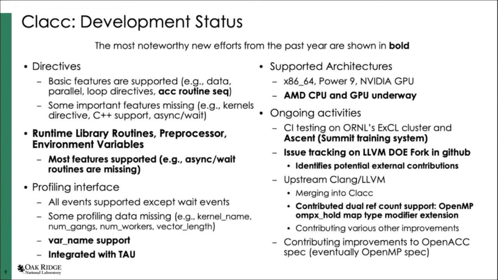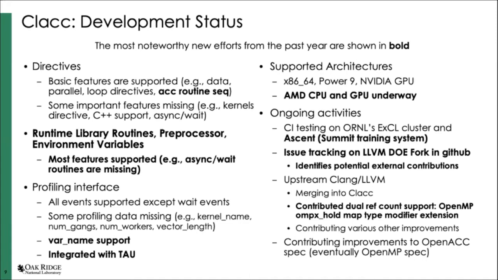So what's the status of the Clacc project? For directives, Clacc supports various critical features with a few notable exceptions. Most recently, we added support for the acc routine seq directive, and we're working on other clauses. This past year, we added support for most runtime library routines, the _OPENACC preprocessor macro, and all environment variables. Clacc's OpenACC profiling interface support includes most profiling events and profiling data. This past year, we've added support for acc_name.